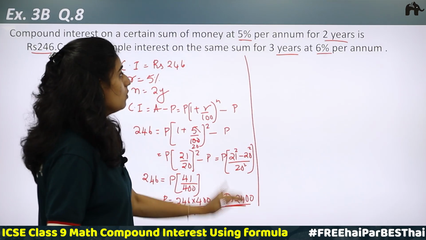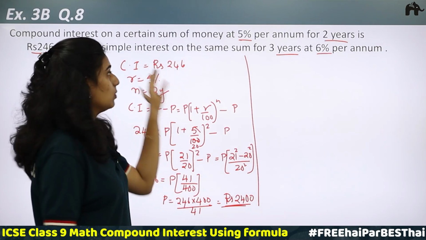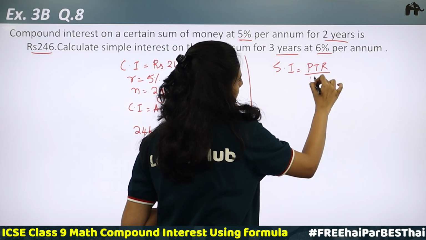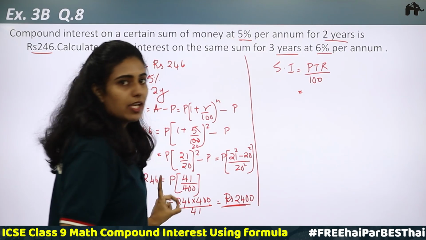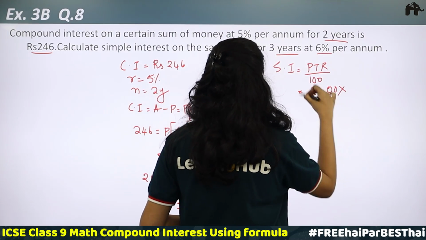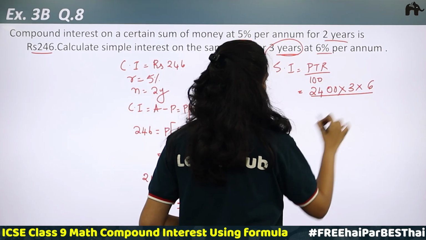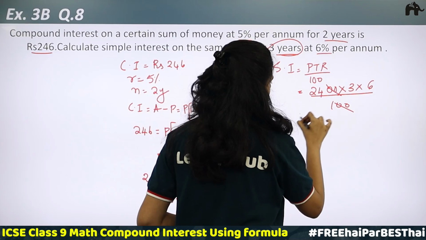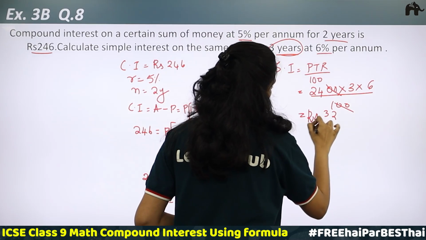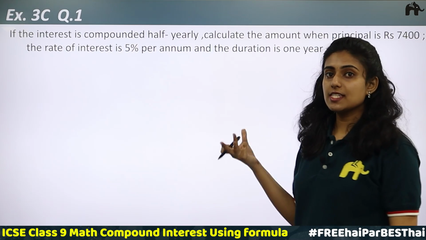We got the sum. Now we need to find the simple interest. How to find simple interest? Simple interest is PTR by 100. Okay, so we have determined what P is. P is equal to 2400 into time. Here it is 3 years. Rate of interest 6%. Whole divided by 100. Cancelling zeros. 24 into 3 into 6. You will be getting 432. Rupees 432. So this is the simple interest. Clear? Next we will be solving questions from exercise 3C.